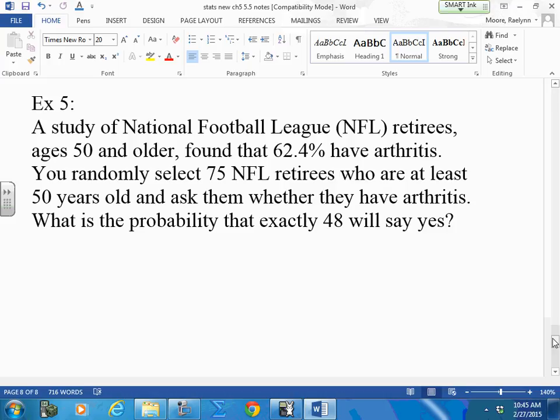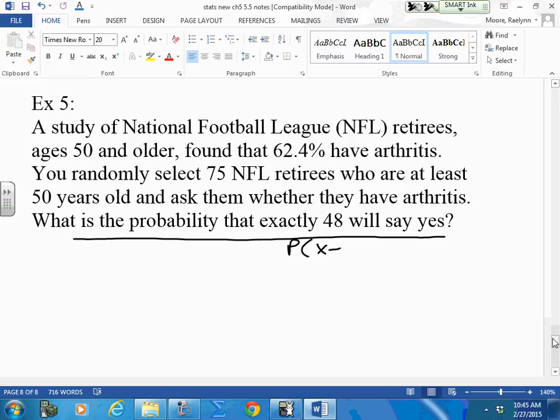A study of NFL retirees aged 50 and older said that 62.4% have arthritis. We randomly select 75 NFL retirees who are at least 50 years and older, and ask them whether they have arthritis. What is the probability that exactly 48 will say yes? How do I write that statement?